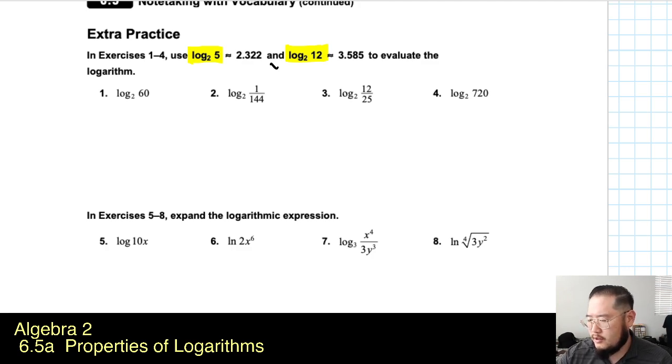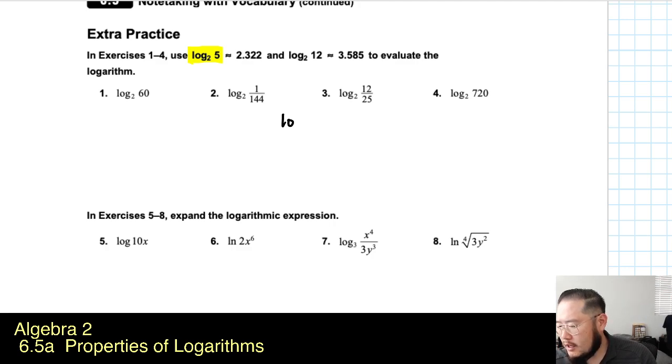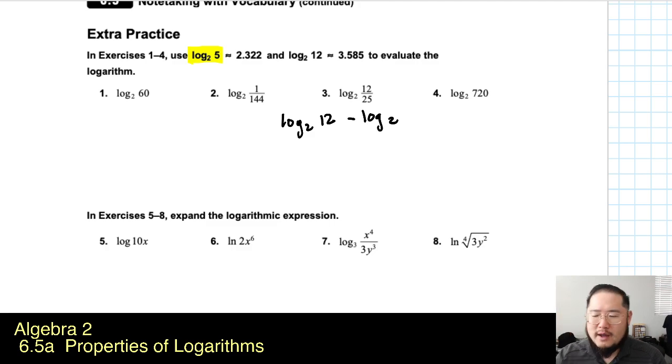All right, so I've got quotient. So let's go ahead and we'll use our quotient property here. And so let's take this and rewrite it as log base 2 of 12 minus log base 2 of 25. All right, so log base 2 of 12, I could already substitute that in. Easy peasy, because it's already given to us up at the top.